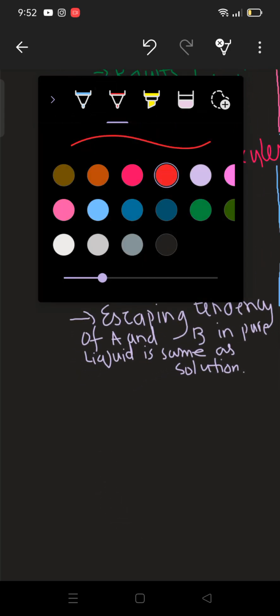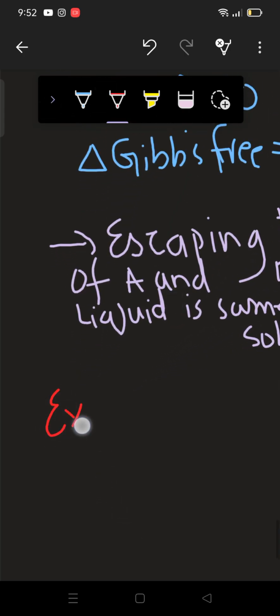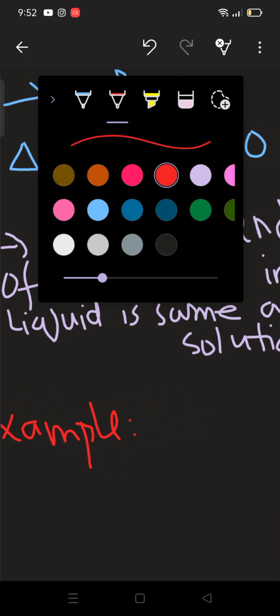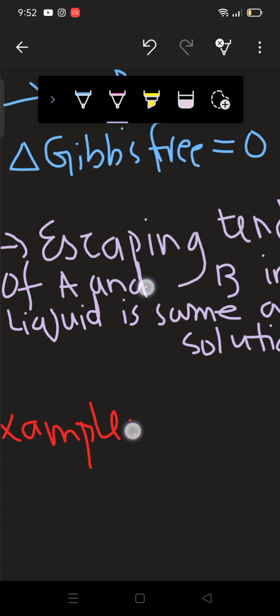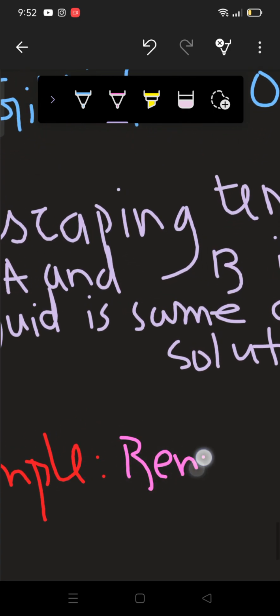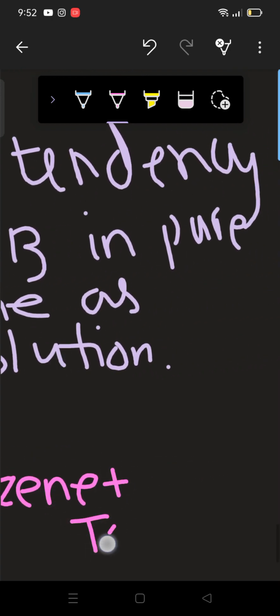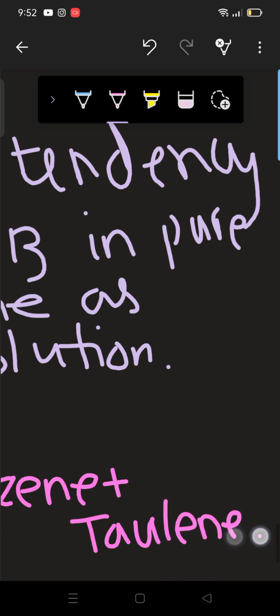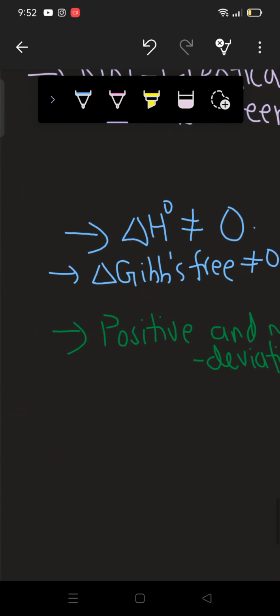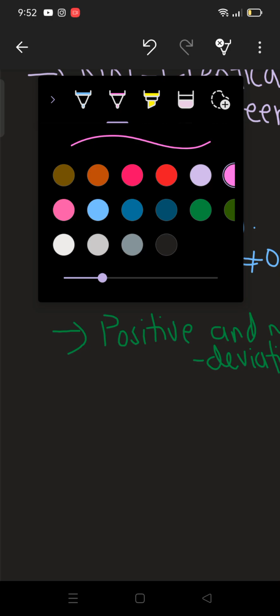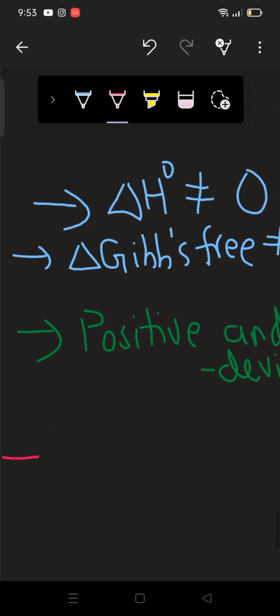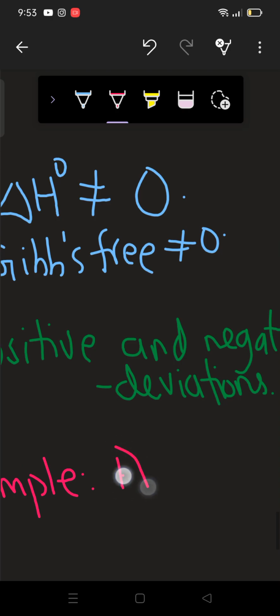The best example of an ideal solution is benzene plus toluene. And the best example of a non-ideal solution is acetone plus ethanol, right?